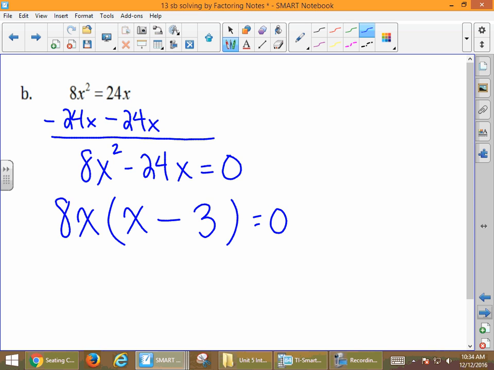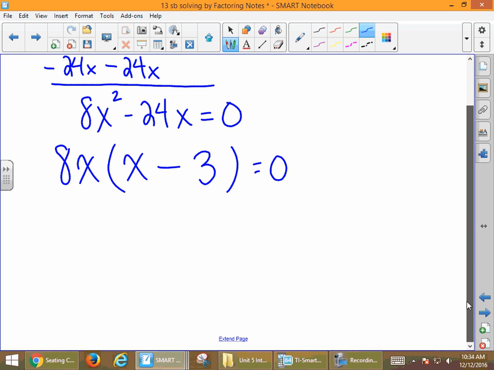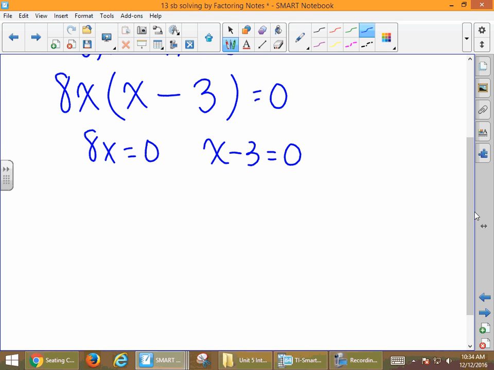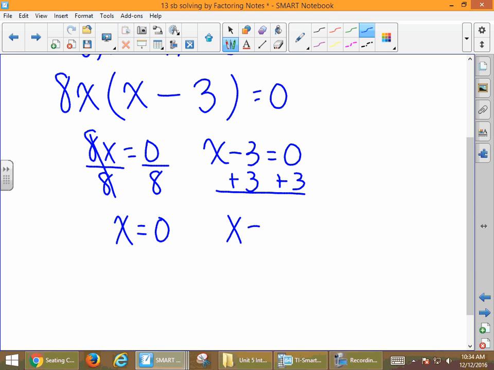And now we're going to use our zero product law. 8x equals 0. And x minus 3 equals 0. And we're going to divide both sides by 8. So we get x equals 0. And over here, add 3 to both sides. We get x equals 3.